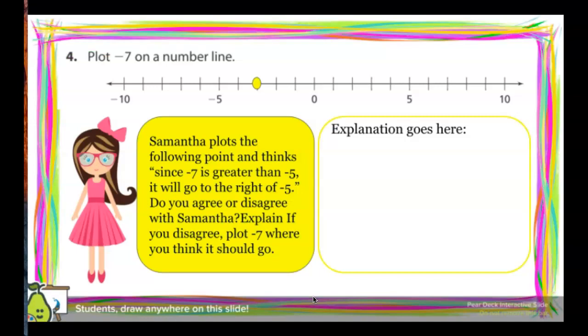So here we go. Samantha plots the following points and thinks that since -7 is greater than -5, it will go to the right of -5. Do you agree or disagree with Samantha? Explain if you disagree and plot -7 where you think it should be. Right? I give you 2 minutes for this. A little bit more work.